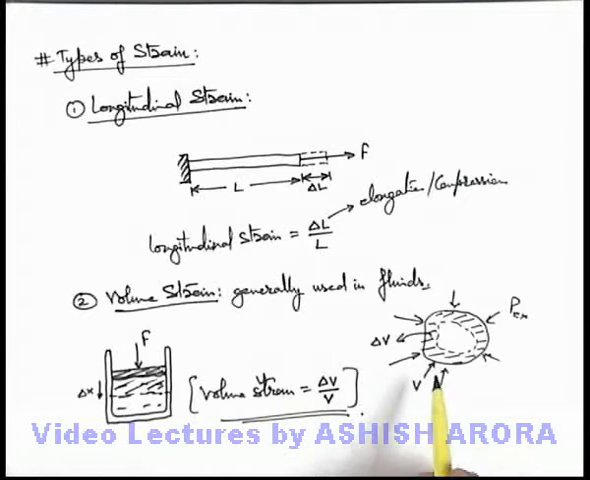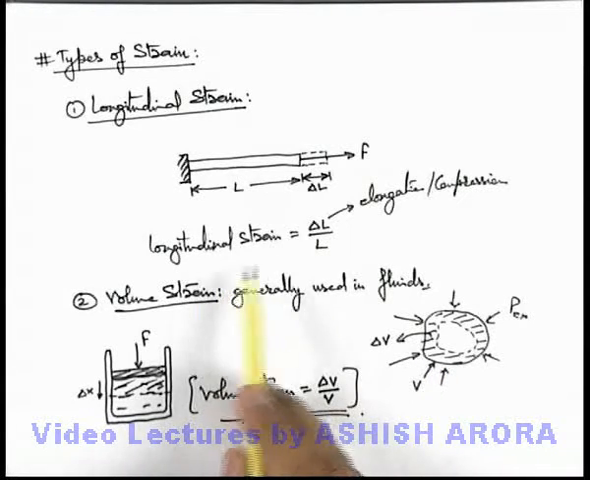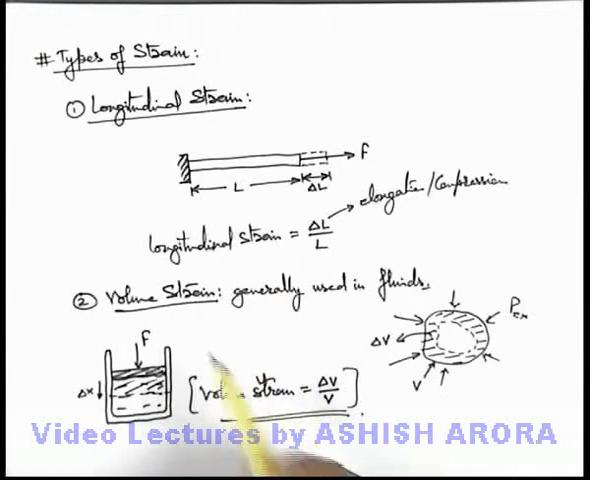For solids, generally in all dimensions we define longitudinal strain, and in case of fluids, liquids or gases, when we talk about their deformation and elasticity, we define their volume strain in terms of the ratio of change in volume to the original volume.